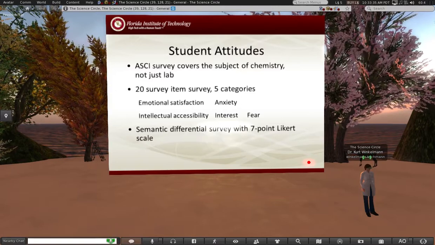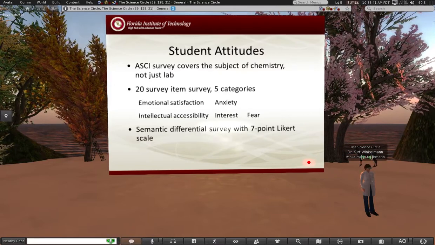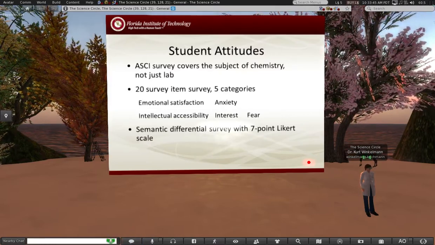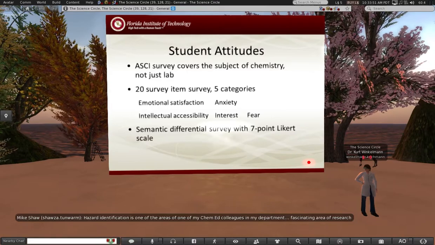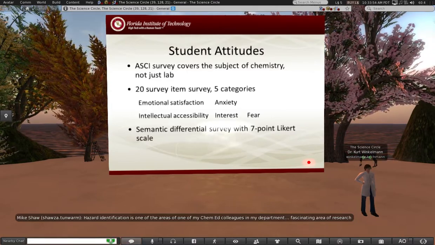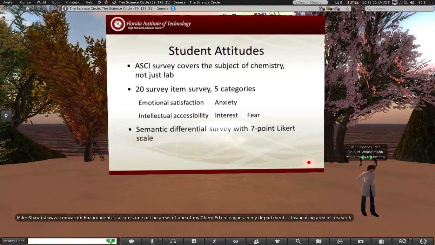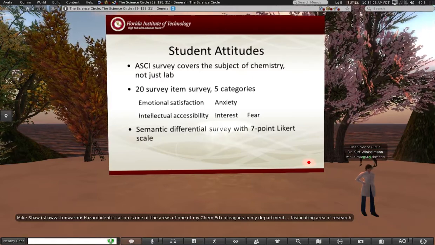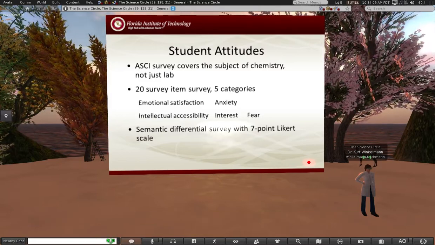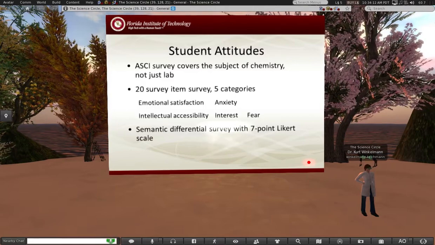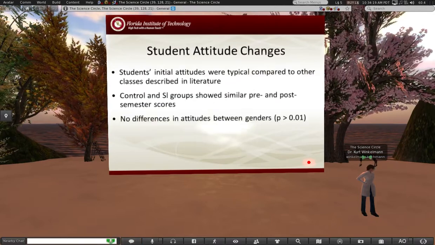Okay, so we'll start with the student attitudes. The ASCII survey covers the subject of chemistry in general, not just their attitudes about the lab, although that is a part of it. It's 20 survey questions asking them about anxiety, interest, emotional satisfaction, intellectual accessibility, things like that. It's what they call a Likert survey. So the students get two statements, one on the left, one on the right. One says I like chemistry. The other says I don't like chemistry. And then the students choose on a 7-point scale where their answer lies on that continuum.